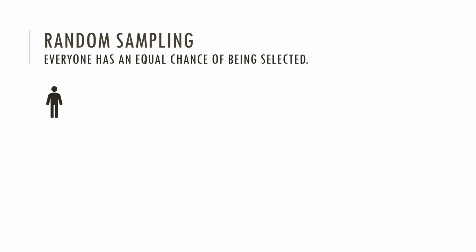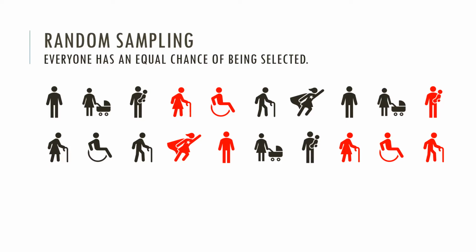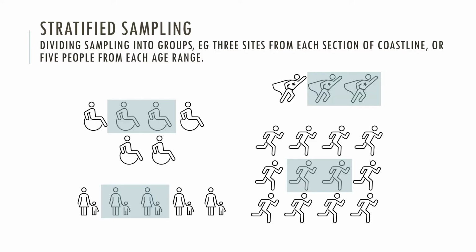Random sampling is where everyone has an equal chance of being selected. So you just stop people in the street and ask them. Stratified sampling is when you try to group people into different categories. It could be age ranges, ethnicity, or gender, and then you select a key number of people from each one.